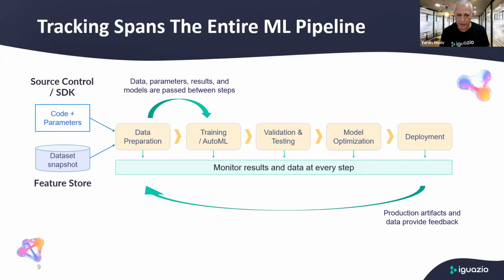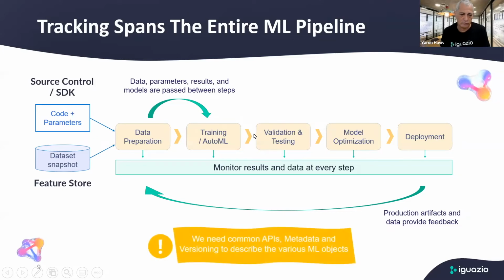And when we're talking about tracking, it's not just tracking the training job, because this is a typical machine learning pipeline where we grab code from some source control, we grab data from a feature store or some data source, and then we do data preparation. So the output of the data preparation becomes the input of the training, and so on. The output of the training becomes the input of the testing and validation. So we need to be able to pass data, parameters, results, and so on between the different steps of the pipeline. And this way, it will automate our entire flow.